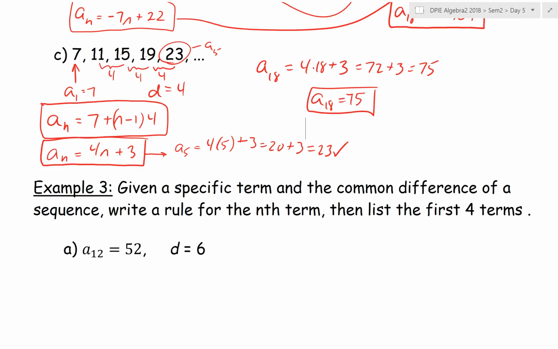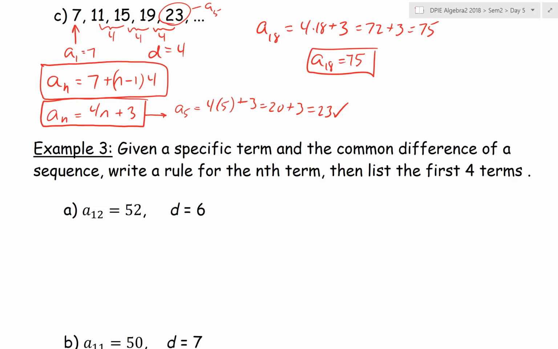Okay, so in the next example, we're given one of the terms in a sequence and the common difference, and we want to find the nth term rule. This time we have a little bit more work to do because we don't have the first term in order to use the formula that we used in the past. So then once we find the formula, then we'll list the first 4 terms.